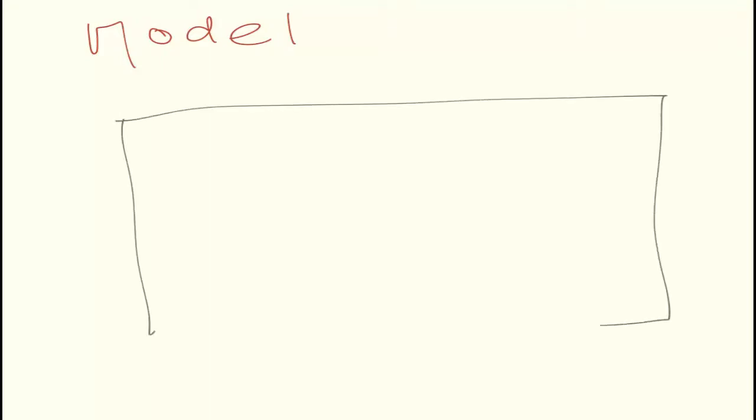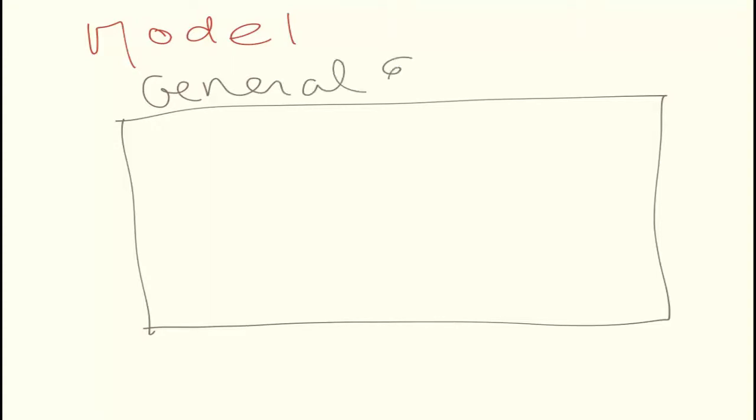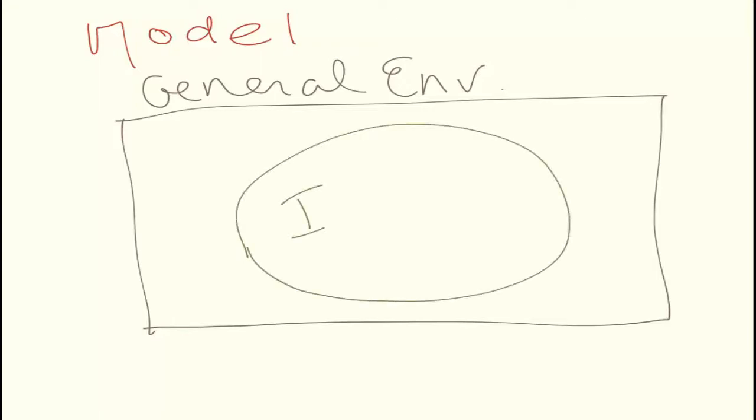So what is going to be our model? Our model is going to be in 2 levels. We're going to have a first level that is going to be the general environment. Sorry for my handwriting. And we're also going to have the second level, which is the industry environment. So this is what I'm going to present next, the general environment and the industry environment.